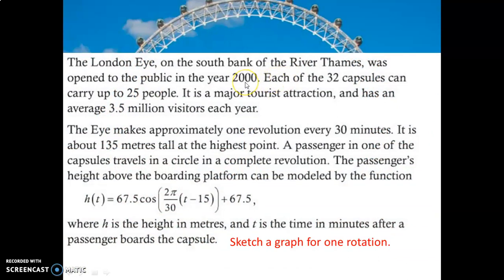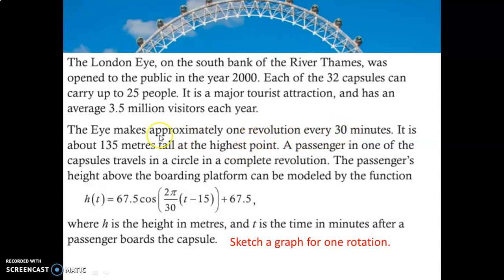It was opened in the year 2000. It has 32 capsules that people go into. Each one can carry 25 people, so they're quite large. It's a very big tourist attraction with about 3.5 million visitors each year. The London Eye takes approximately 30 minutes to complete one revolution. So if you sat in there, you would get a 30-minute trip.